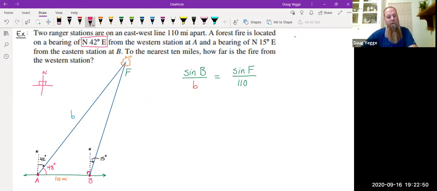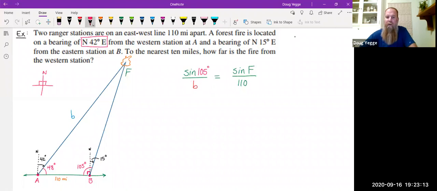And so this whole angle is going to be the right angle plus the extra 15 degrees, which gives me an angle of 105 degrees. So that's great because at least we could come up here and fill in for sine of angle B. We could fill in our 105-degree angle. And we're trying to solve for side B.